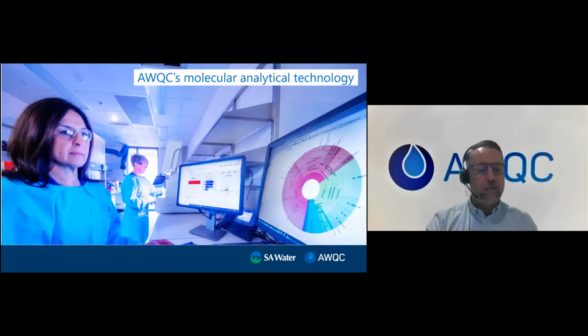Our molecular analytical technology can be applied to better understand water contamination and risks and add efficiency to the water quality management process and operational decision making. And it provides operators with improved information and tools to better evaluate and manage human health and environmental risks.